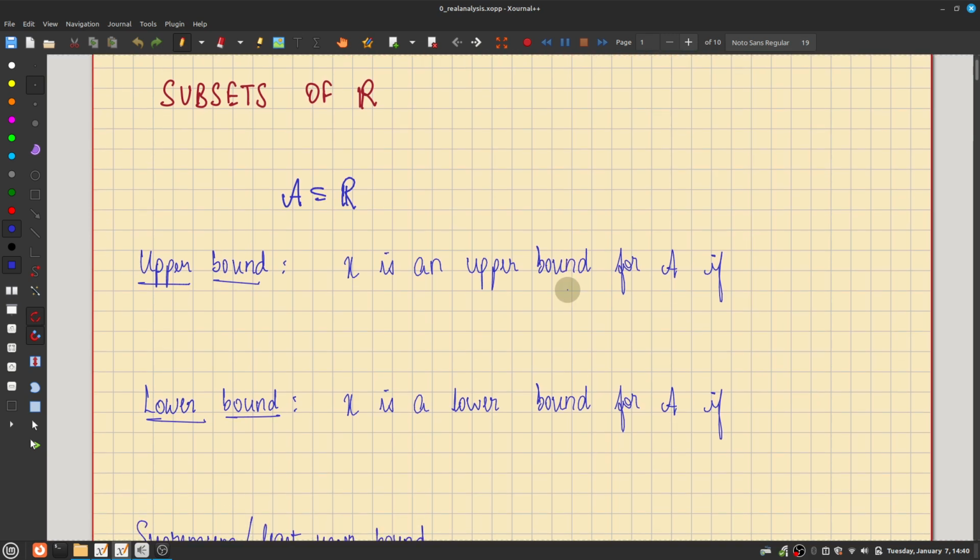Okay, so first let's start with subsets of R. We are given an arbitrary subset A of R, and we say that a number x is an upper bound for A if x is greater than or equal to y for all y in A. It's the most natural thing. Again, some of this may seem too basic, but we just want to make sure that we're all on the same page as we go along. So x is an upper bound for a set A if x is greater than or equal to every single element of A.